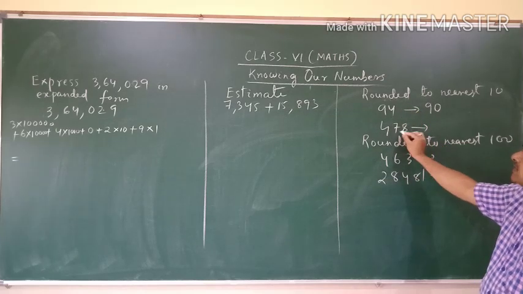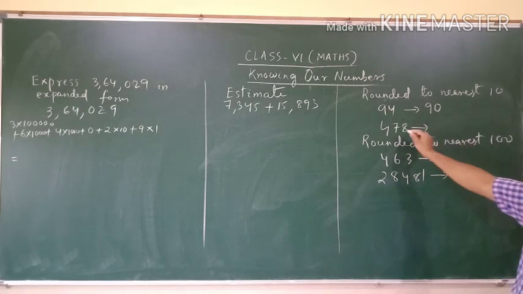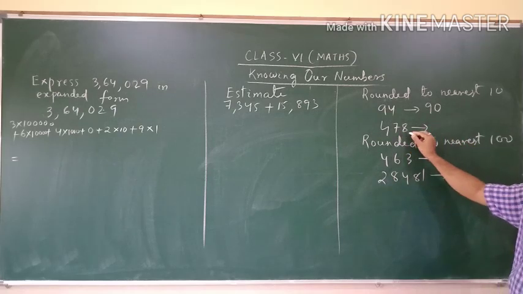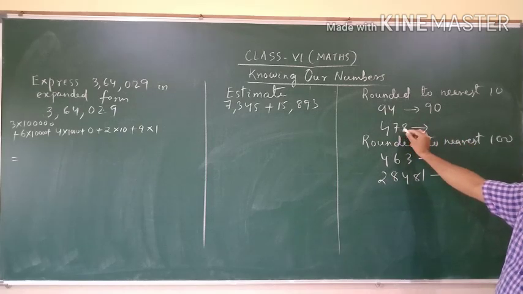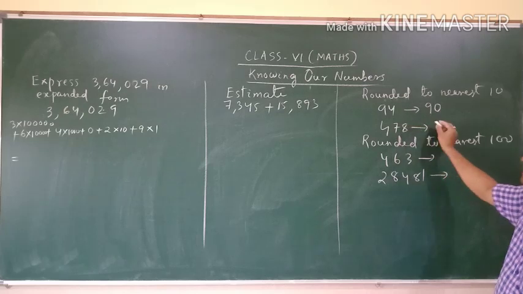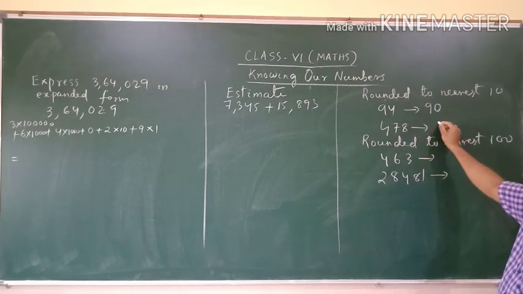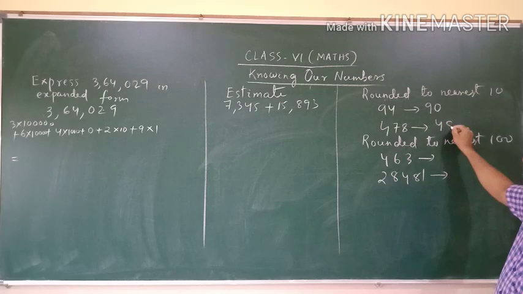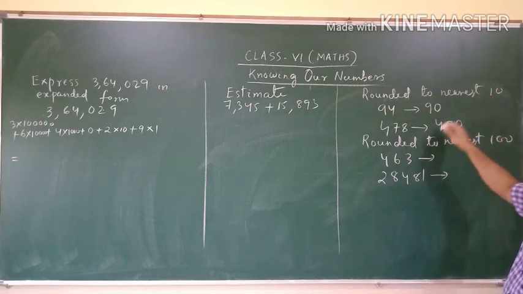Now look at this one, it is 78. The 10th number here is 7, and after 7 which number is there? 8. So it is more than 5, so it goes to the next 10. 70 was before, and after 70 what is there? 80. So 480 is the rounded to 10 here.